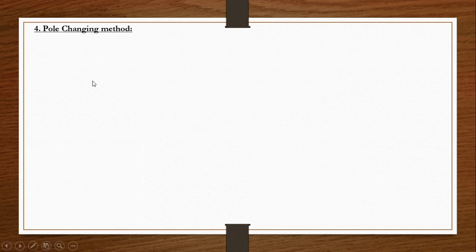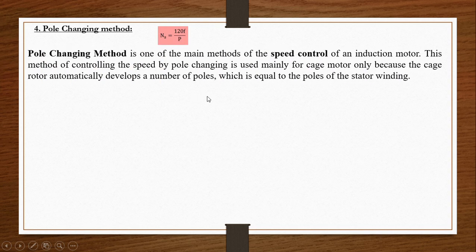And the last one, pole changing method. Here also we have taken the same equation, Ns is equal to 120 F by P. Here synchronous speed is inversely proportional to the number of poles. If you need to increase the synchronous speed, the number of poles should be reduced. If you need to reduce the synchronous speed, the number of poles should be increased. This is what we are understanding from this equation.